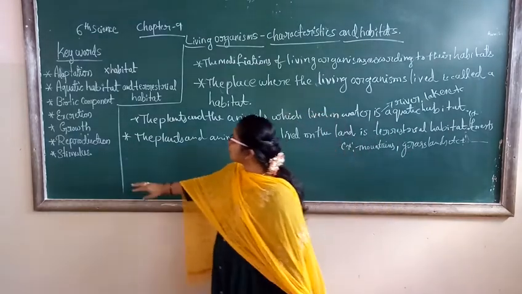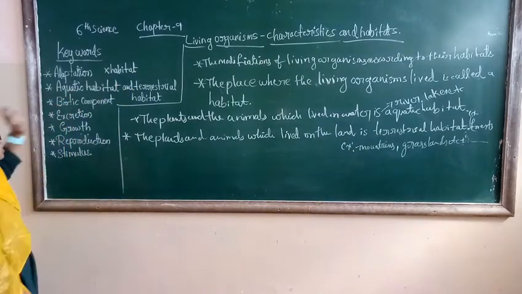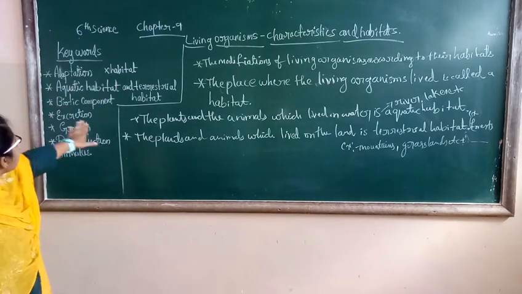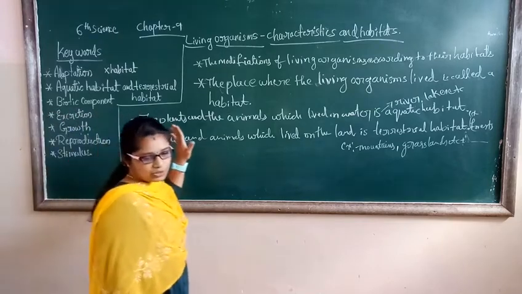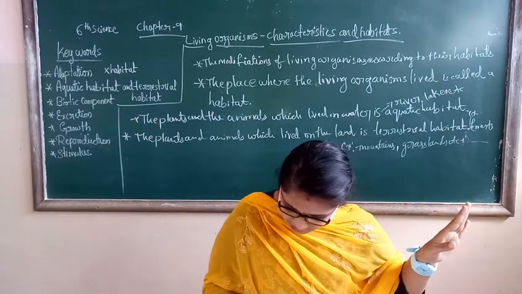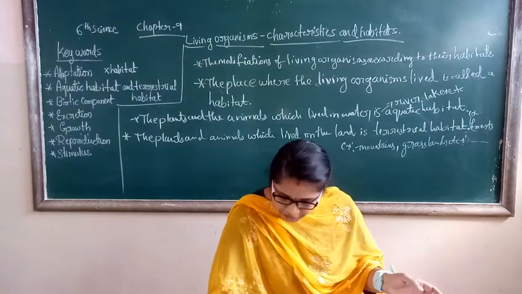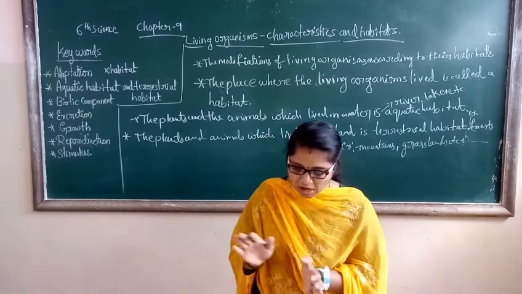About the total: adaptation, habit, aquatic habitat and terrestrial habitat, and biotic component. What is a biotic component? The biotic component is nothing but the component of the living organisms.